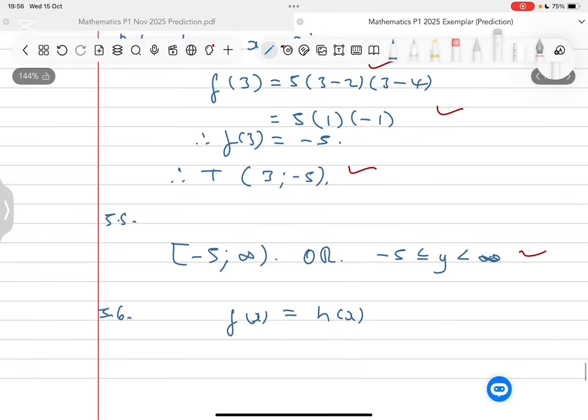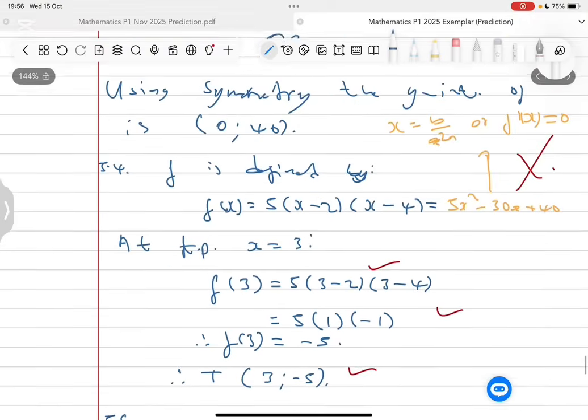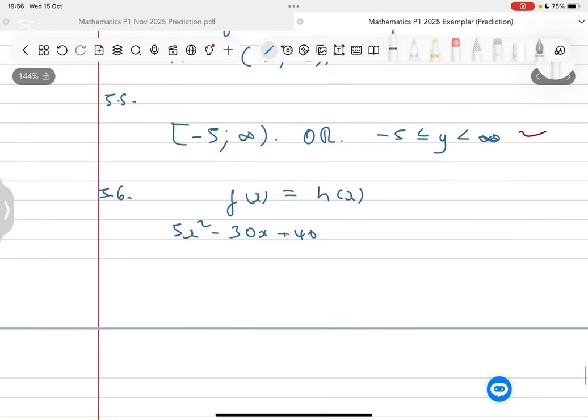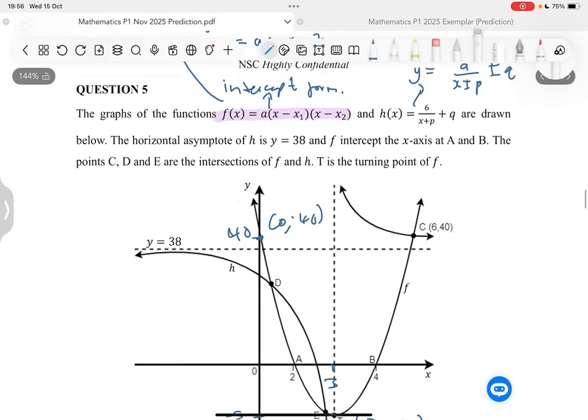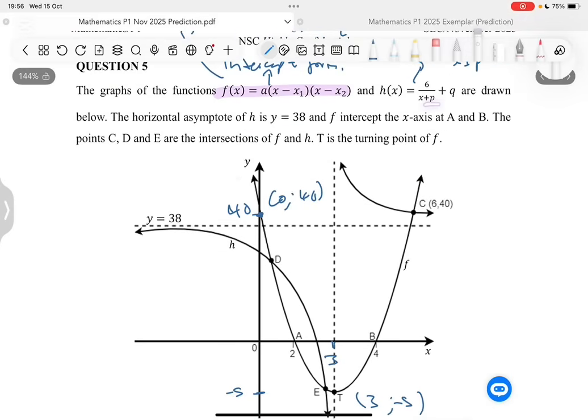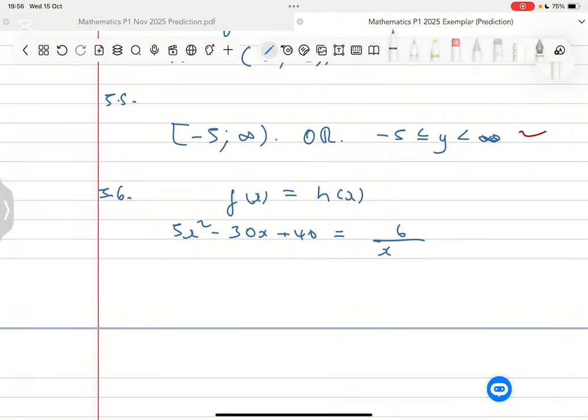I will say here that my f of x is given by 5x squared minus 30x plus 40. So just to check there, yes, it looks good. And we know that our h of x is 6 divided by x. Remember, we know the value of p here. We know that our graph shifted to the right by 3. So that means here we're going to have a -3. Because remember, when it goes to the right, it becomes a negative.